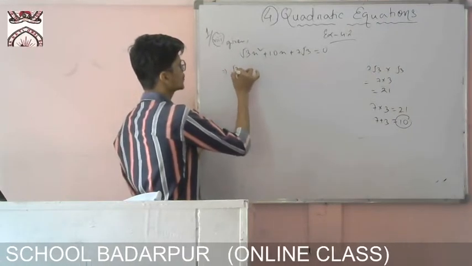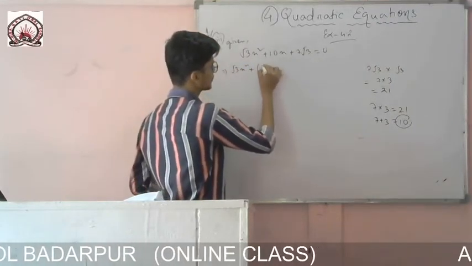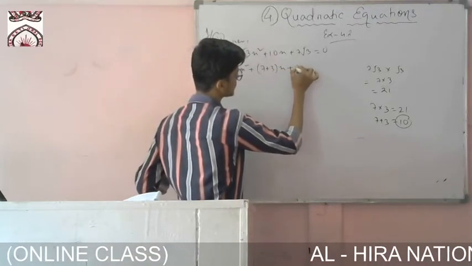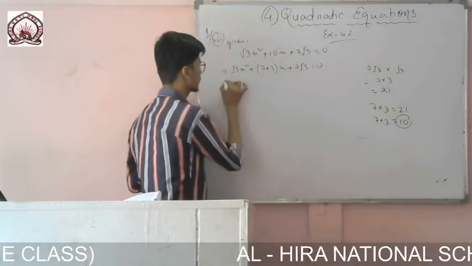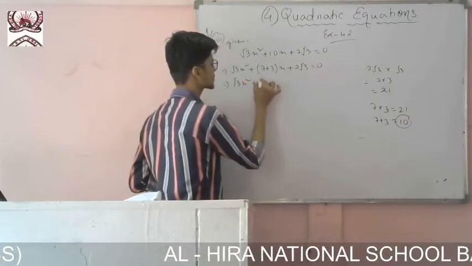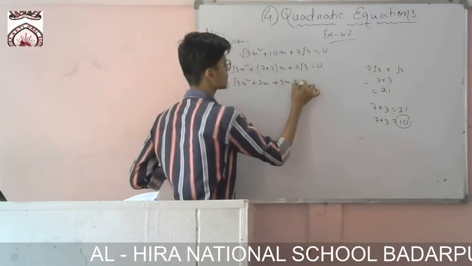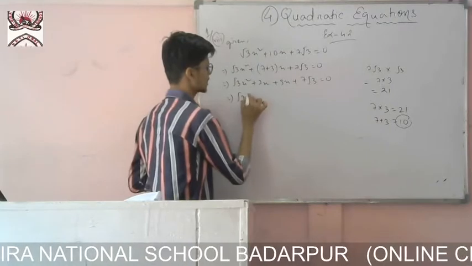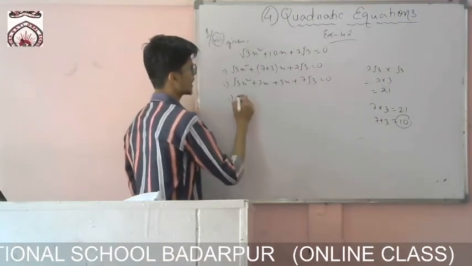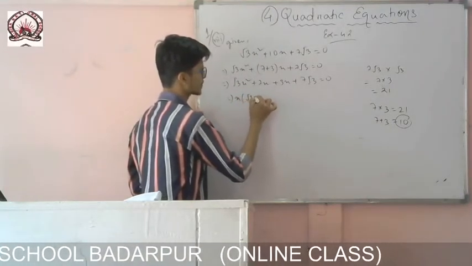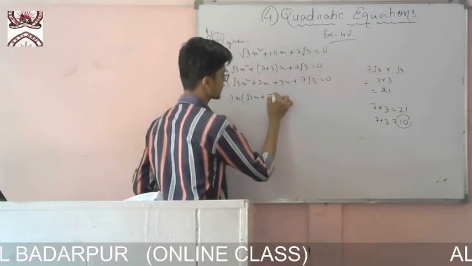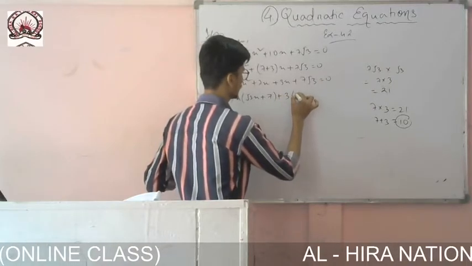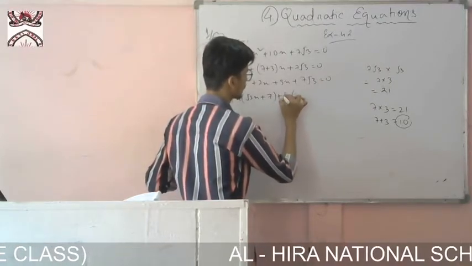So now root 3 x square plus, in place of 10 I can write 7 plus 3 into x, plus 7 root 3 equals to 0. So root 3 x square plus 7x plus 3x plus 7 root 3 equals to 0. Okay, let me take the common here. Here x is common, so root 3x left here and plus 7, and there 3 is common, so sorry, root 3 is common.